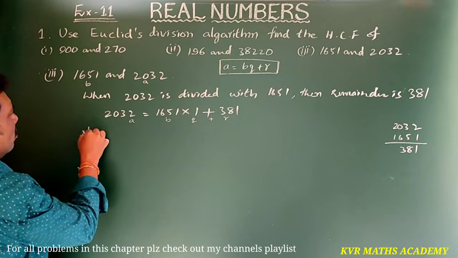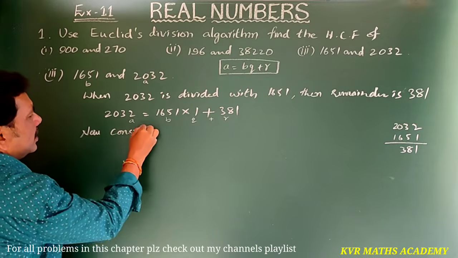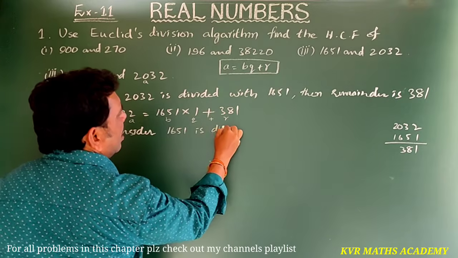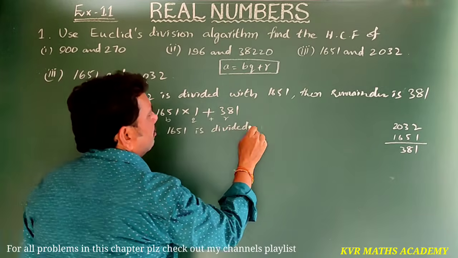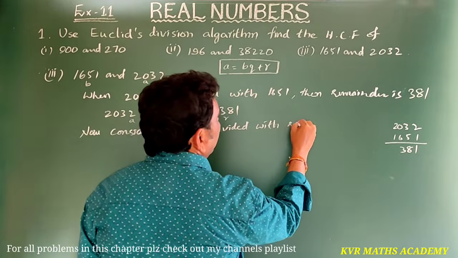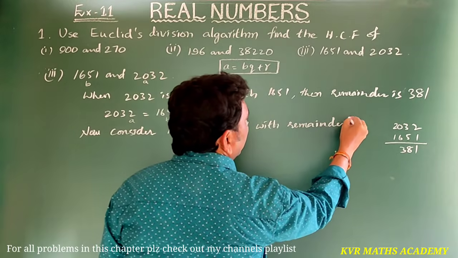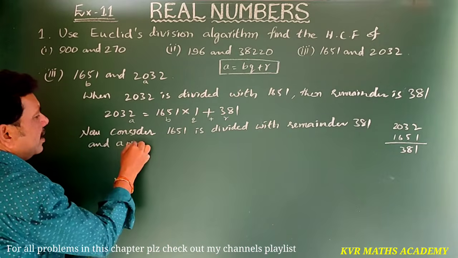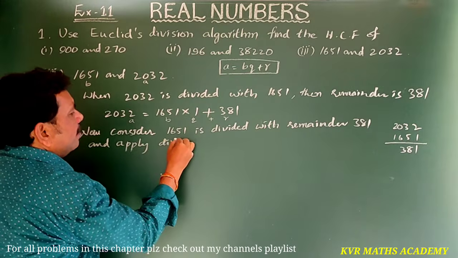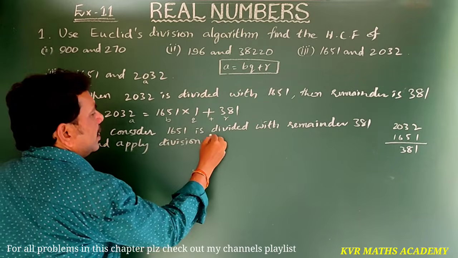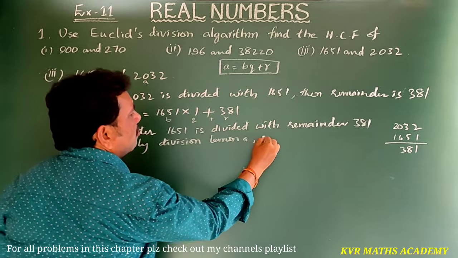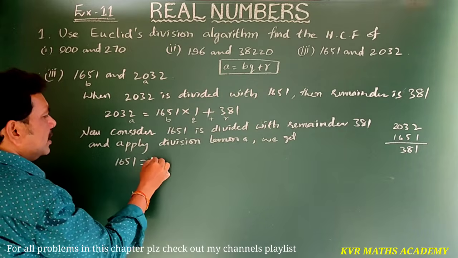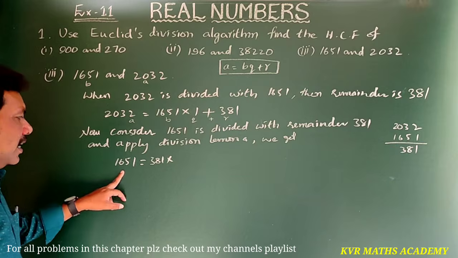Yes. Now consider 1651 is divided with remainder 381 and apply division lemma, we get, see, 1651 is equal to 381 into how many times get cancelled?